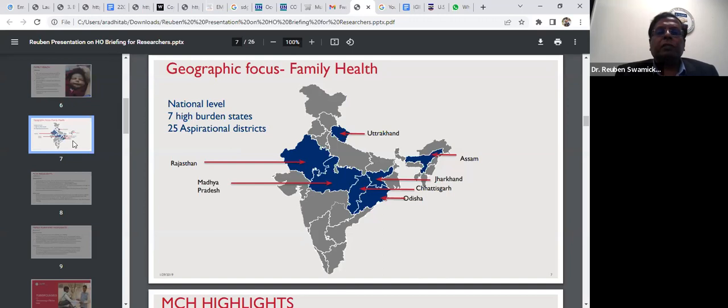So in this space, we are working mainly in 7 high-burden states and 25 aspirational districts. You can see the states outlined there, mainly the central belt of India, where we have a lot of these challenges. We are expanding, but for the government, this is where they have requested our support. And hence, like I mentioned earlier, because we work closely with the government, this is exactly how we work with the local state governments.